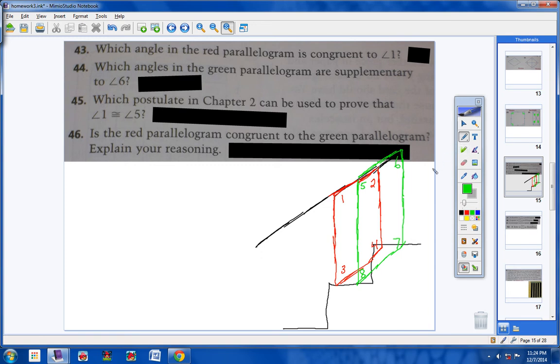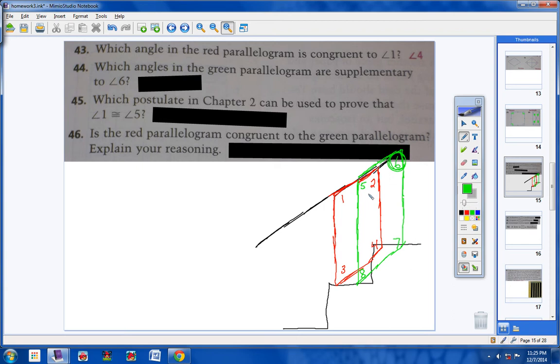Well, students, that's really simple. In a parallelogram, opposite angles are congruent. So 1 and 4 are congruent. So angle 4 is the answer. Okay, moving on to number 44. Which angles in the green parallelogram are supplementary to 6? So here's 6, right? Which angles in the green parallelogram are supplementary to 6?